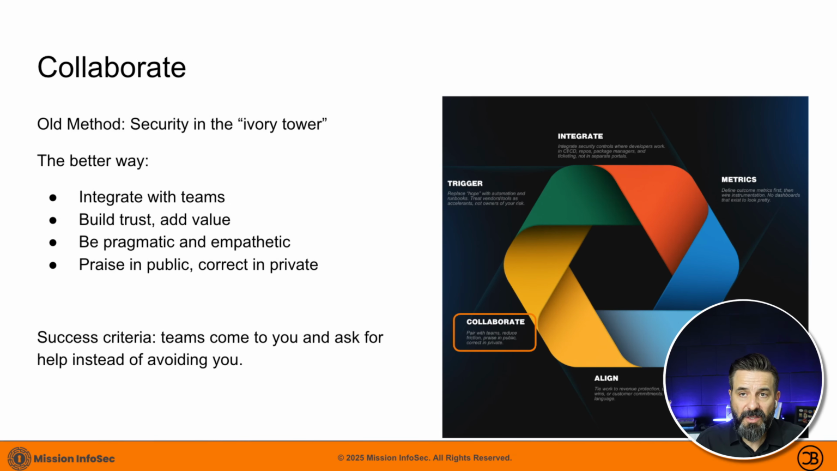Okay, moving on. The C is collaborate. So the old method, I think, is security sits in this ivory tower. And you may have seen this in places where security teams have their specific area. Nobody's allowed to go in. It's super sensitive and secret and whatever. And that's kind of the old way. And unfortunately, that burns trust with people, right? Because nobody wants to have somebody descend from the ivory tower with their list of requirements and blow up your project. So the better way is to integrate with teams.